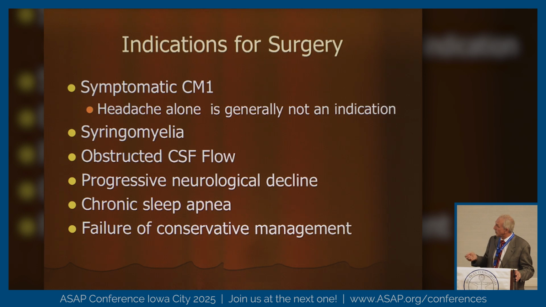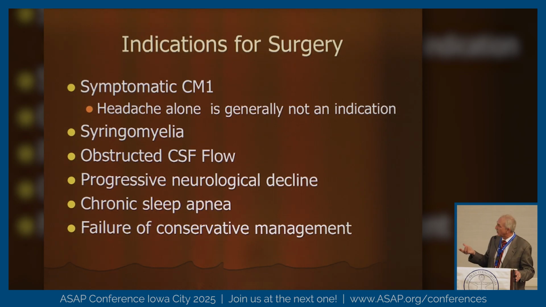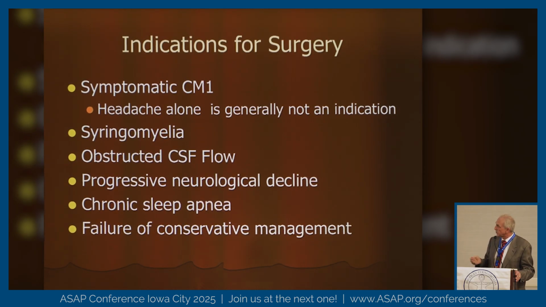You looked at syringomyelia, obstructive CSF flow, progressive neurologic decline or brainstem compression, chronic sleep apnea, mostly central sleep apnea as a result of brainstem compression, and then failure of conservative management, which could mean almost anything.